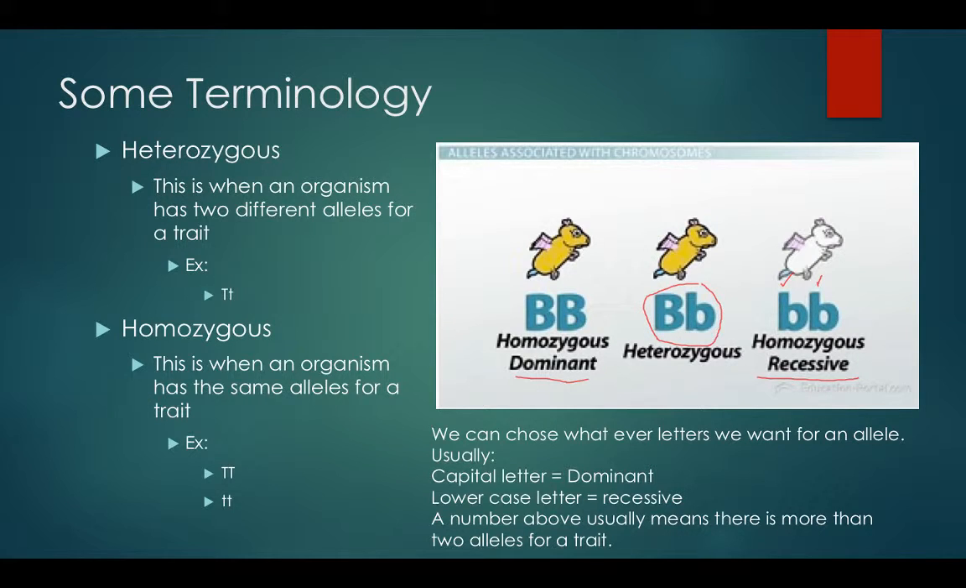So rather than having tongue rolling, they might do TL1 versus TL2, where 1 would be the dominant trait and the 2 would be the recessive trait. Again, they're just changing it up. This is still the same as the big letter, this is still the same as the small letter.